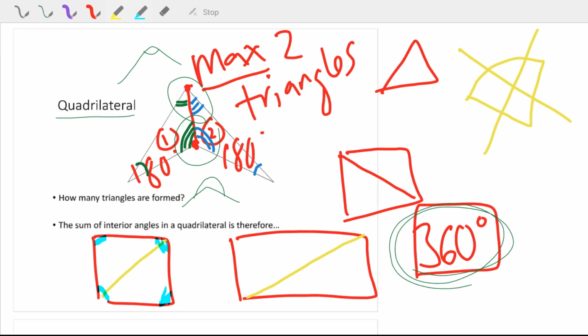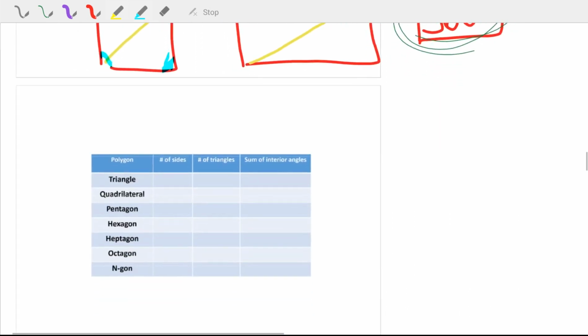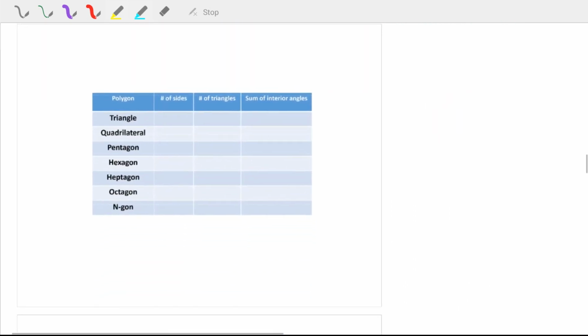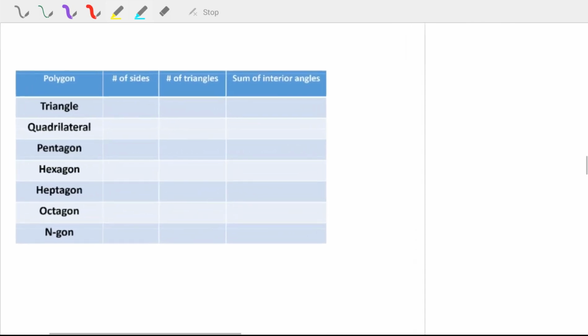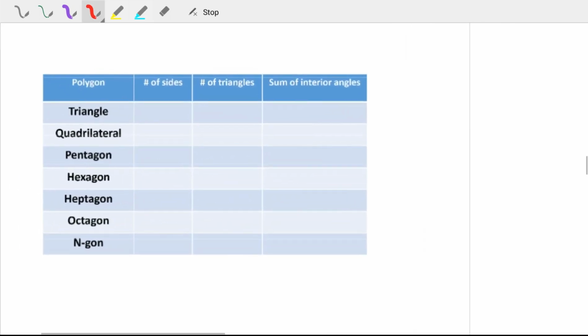So let's officially move on to the actual activity that you're going to do today to figure out the answers for any polygon. Okay, so go ahead and copy down this table, and we already have some information that we can fill in. So let me zoom in for you.